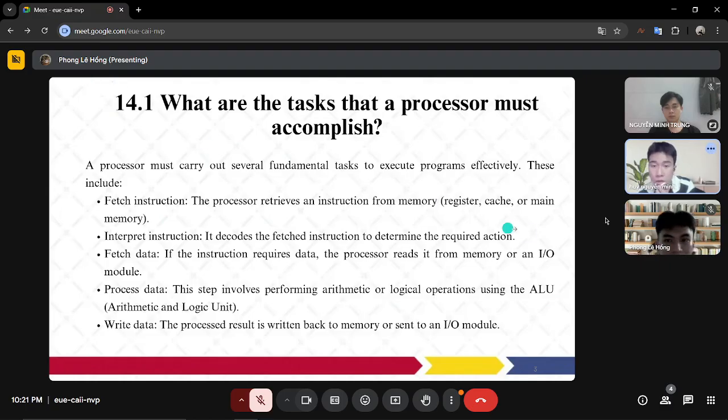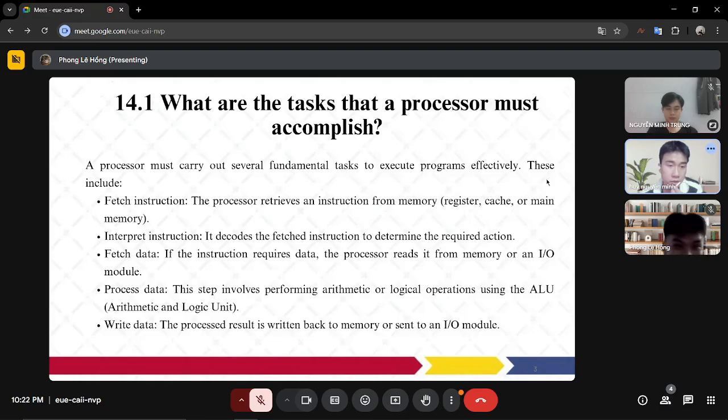14.1. What are the tasks that a processor must accomplish? A processor must carry out several fundamental tasks, which effectively include fetch instruction. The processor retrieves an instruction from memory, either cache or main memory.